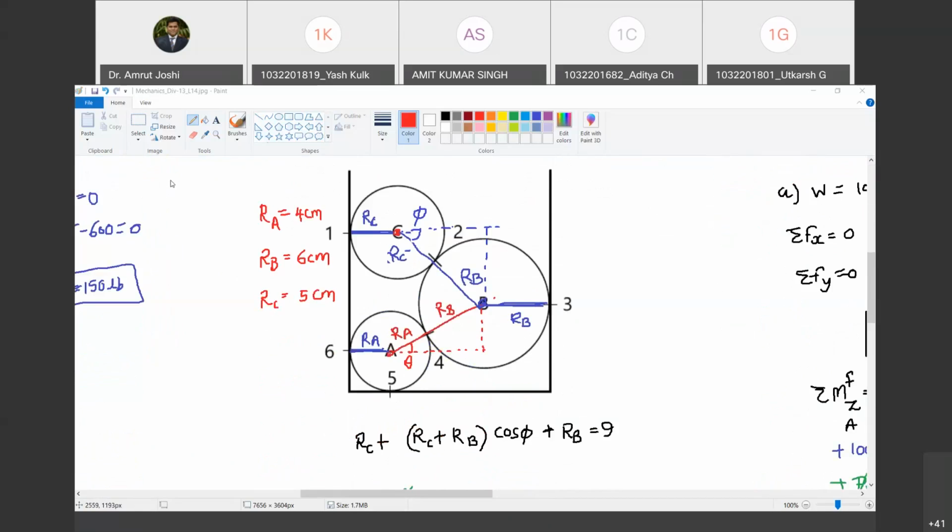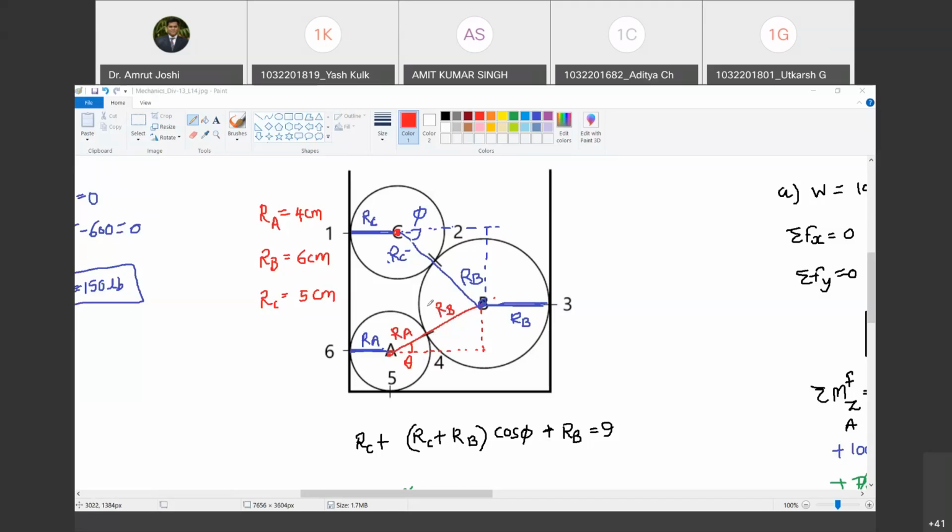Yes, sir. Now the radius of this sphere is RC. If I join the line that joins the centers of spheres C and B, this is going to be RC and this is going to be RB. So the length of this line is going to be RB plus RC. Do you agree with me? Yes, sir. If I join the centers of spheres A and B, this is going to be RA plus RB.